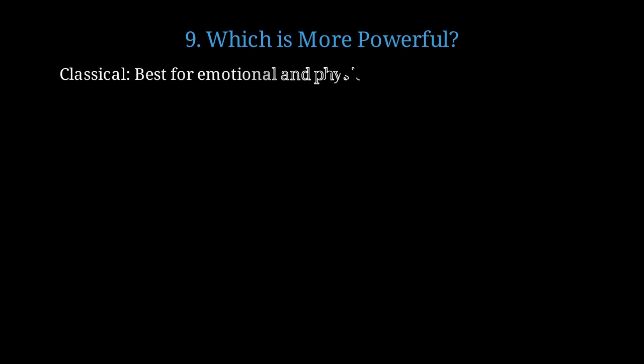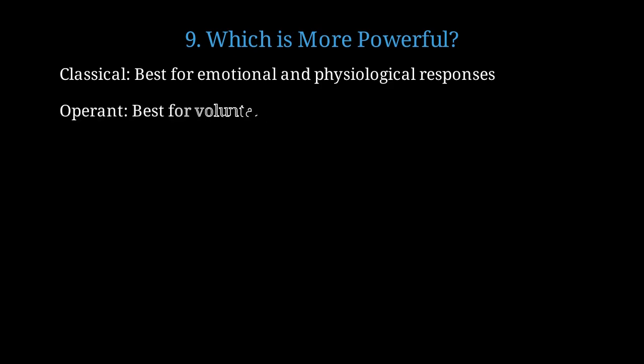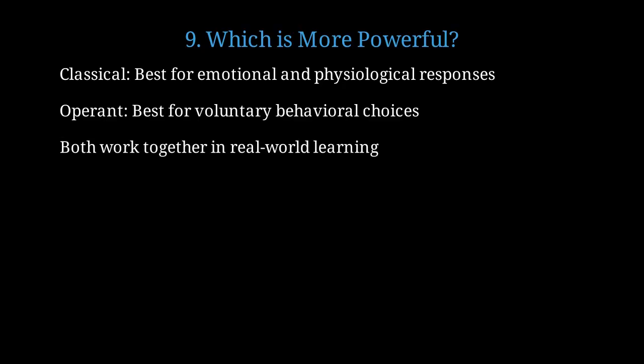Both types of conditioning are powerful, but in different situations. Classical conditioning is most powerful for emotional and physiological responses, like fears and cravings. Operant conditioning is most powerful for shaping voluntary behavioral choices and complex actions. In reality, both types of conditioning often work together in complex real-world learning situations.